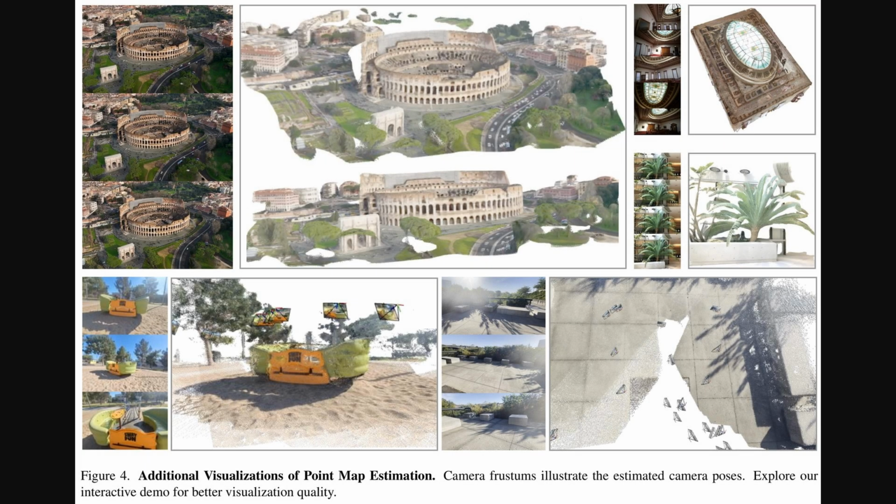Building on those point cloud examples we just saw, figure 4 here shows us some more results, specifically the point map estimations. It really highlights the variety of scenes VGGT can handle. You've got famous landmarks like the Colosseum, some indoor shots, and other outdoor areas too. Just like before, it's taking those input images on the left and generating these detailed 3D point clouds. And again, you can see the estimated camera positions are also visualized.